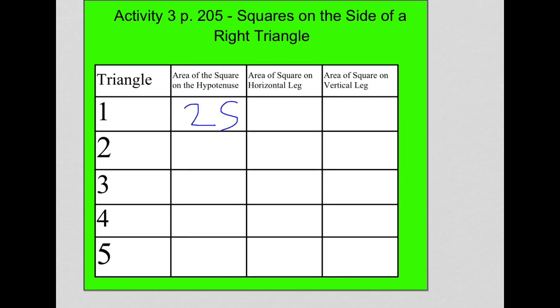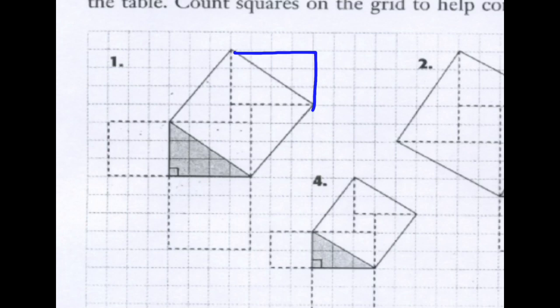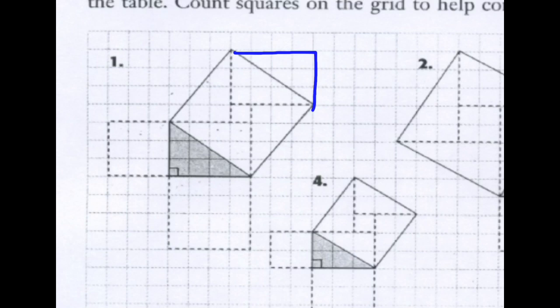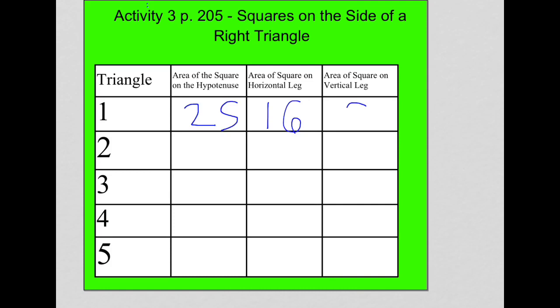Now I'm going to calculate the area of this square on the horizontal leg. So I'm going to go back to the diagram. Well, this one's easy. There's 1, 2, 3, 4, 5, 6, 7, 8, 9, 10, 11, 12, 13, 14, 15, 16. So the area of the square on the horizontal leg will be 16. And then I'm going to do the area of the square on the vertical leg, this one right here. And that's 1, 2, 3, 4, 5, 6, 7, 8, 9. So I'm going to go back to my chart, and the area of the square on the vertical leg is 9.